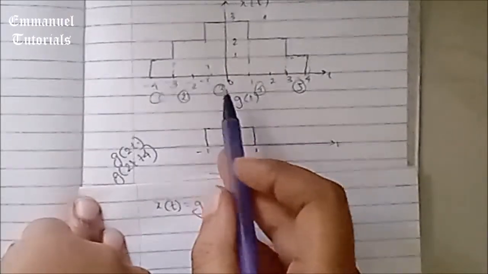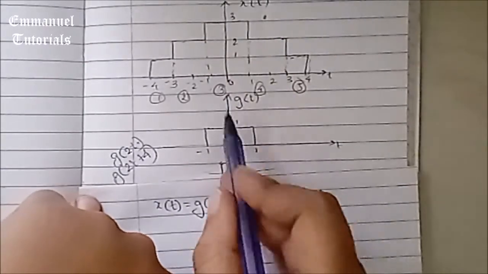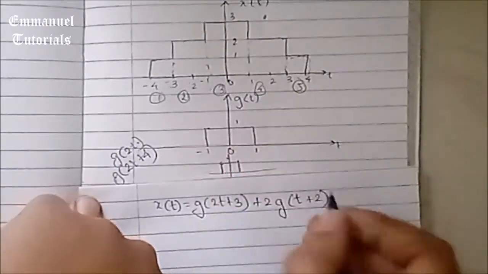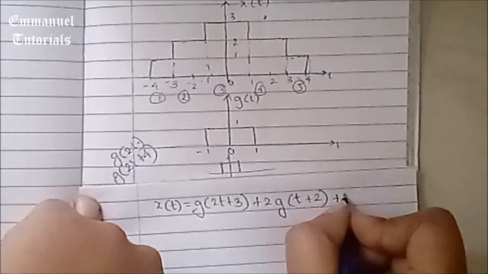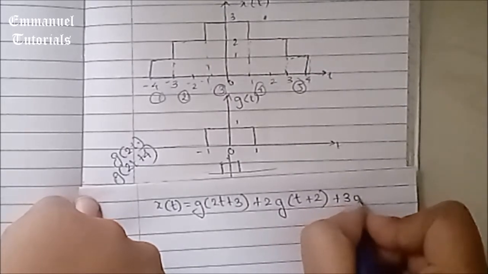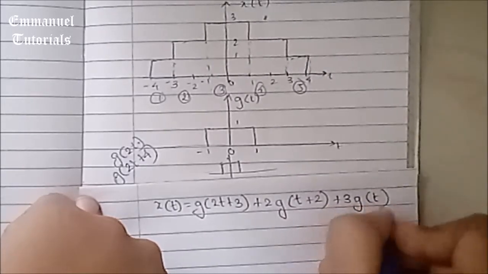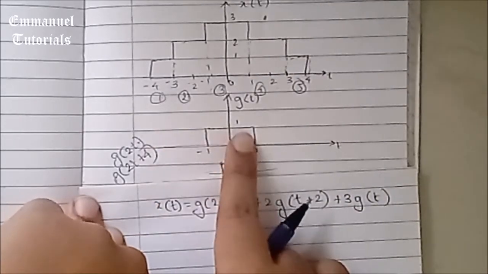Now the third portion is g of t as it is, only the amplitude is changing, so it will be plus 3g of t. Now we have covered 3 portions.